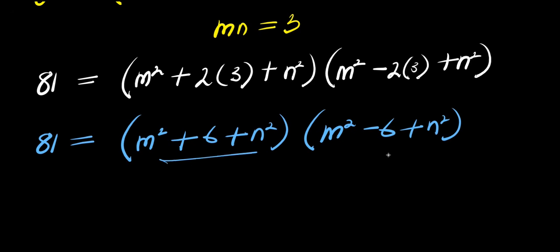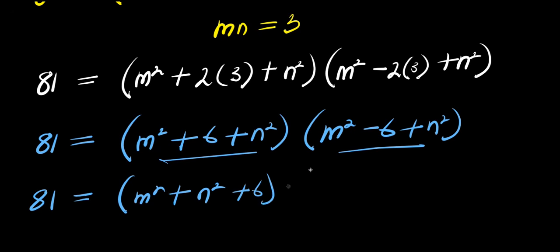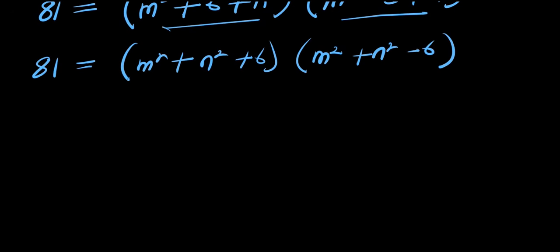So we can rearrange this, what we have inside the bracket. You have 81 equals, this is m squared plus n squared plus 6 times, you have m squared plus n squared minus 6. So what we can do at this particular point will be to expand this bracket.